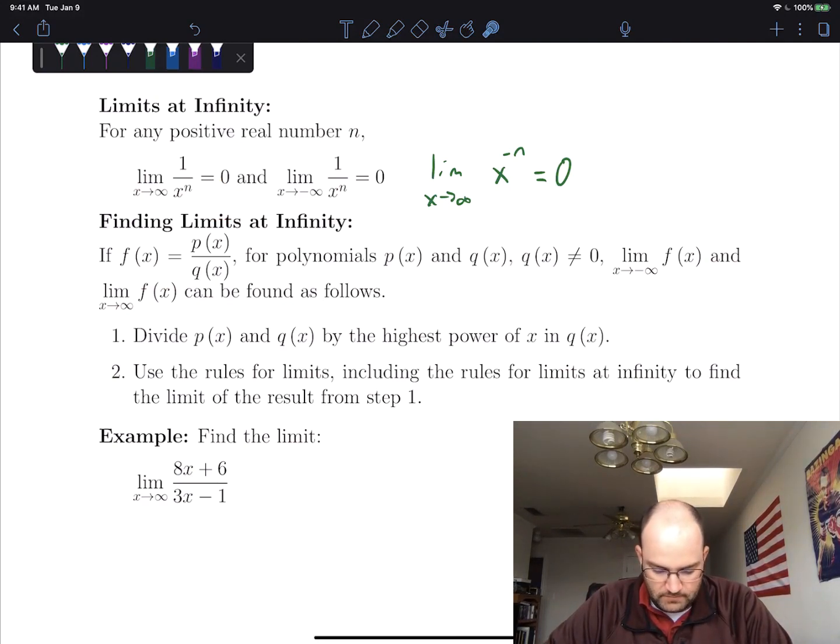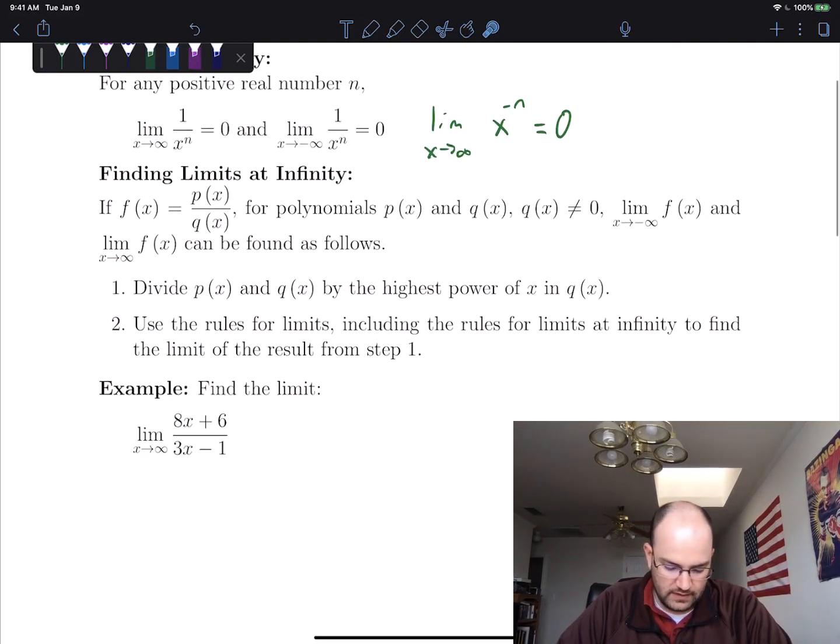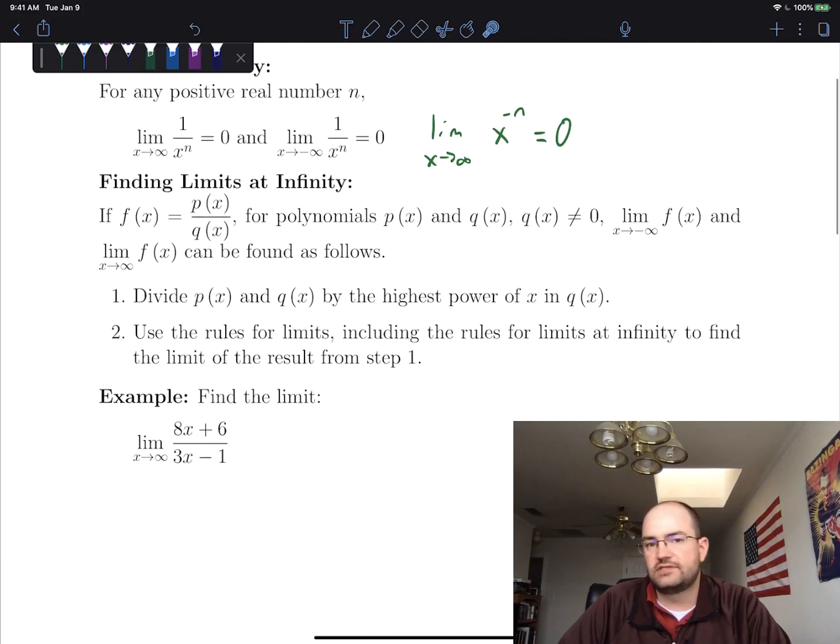Alrighty. So, for finding limits at infinity, if f of x equals p of x divided by q of x for polynomials p of x and q of x, and we know that q of x is not equal to 0, then the limit as x goes to negative infinity of f of x and the limit as x goes to positive infinity can be found by doing the following. First, divide p of x and q of x by the highest power of x in q of x. In other words, divide every term by the highest degree in the denominator.